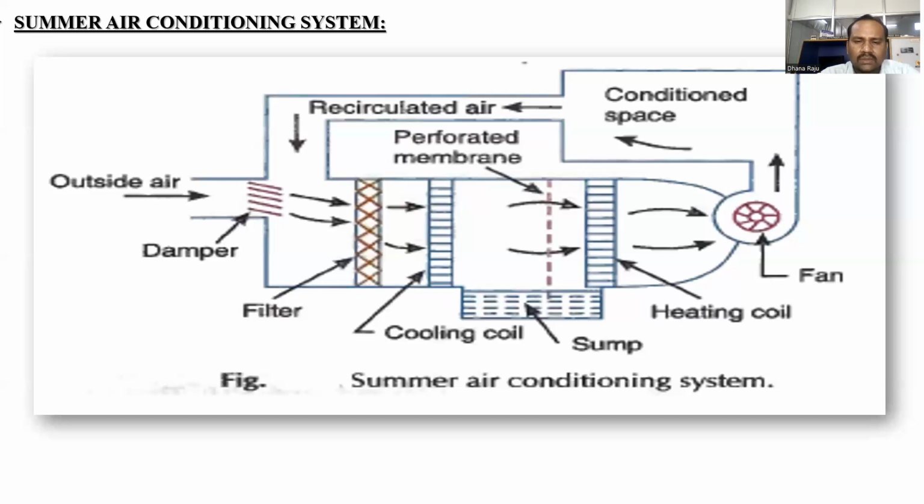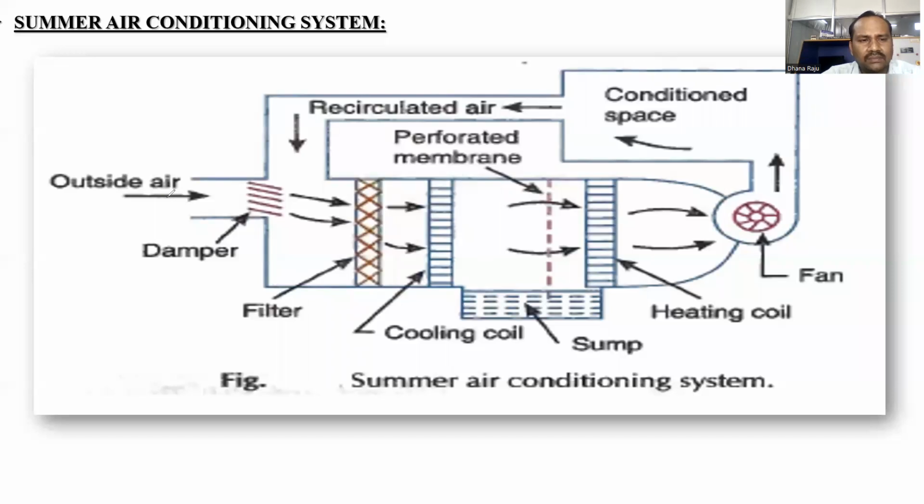So the psychrometric processes used in summer air conditioning systems are sensible cooling and dehumidification. Remember this point. The processes used in summer air conditioning systems are sensible cooling and dehumidification. Let us see the working principle of the summer air conditioning system.